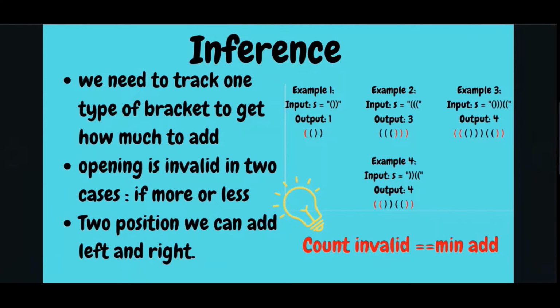So these are some of the inferences. First, we have to track one type of bracket to get how much we have to add. That means let's take opening as one type of bracket. If opening is more than closing, then it's an invalid case. Second, if closing is more than opening, then that's also an invalid case. How can we get that? If opening becomes less than closing, then that is invalid. This invalid case we have to count, and the same will be the number of minimum adds. So that's how we can get our answer.